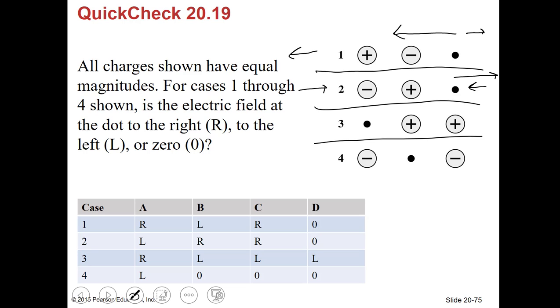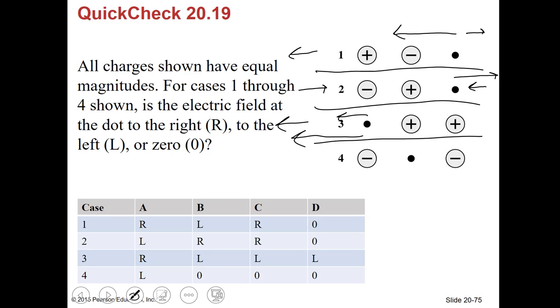Point 3 here, because of the closer one, electric field is away. Because of the farther away one, it's still away because it's positively charged. So the net result is to the left. Oh, this might be kind of an interesting one.